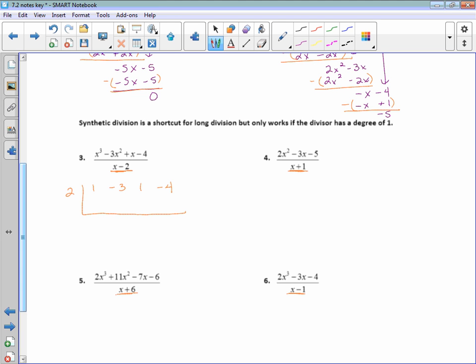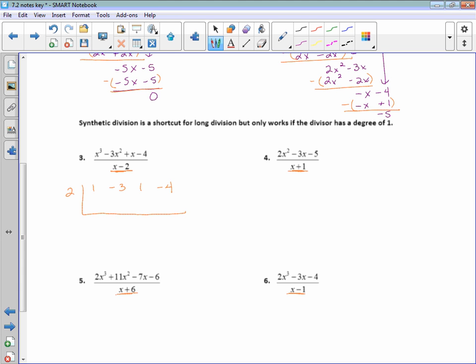Okay, so see what we're dividing by in all 4 of these problems. Do you see how it's just an x and then plus or minus a number? That's the only time. If this said x squared plus 1, you can't do synthetic division. It has to be linear, and the coefficient has to be a 1. Well, long division will always work. This is just a quicker way to do some of the problems.